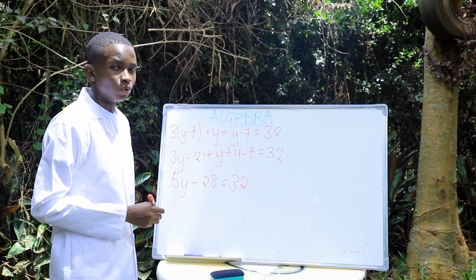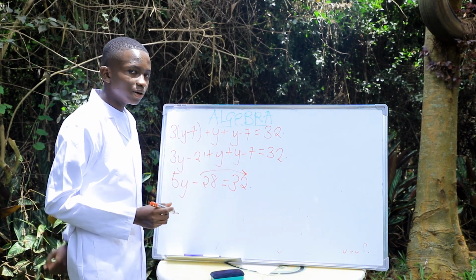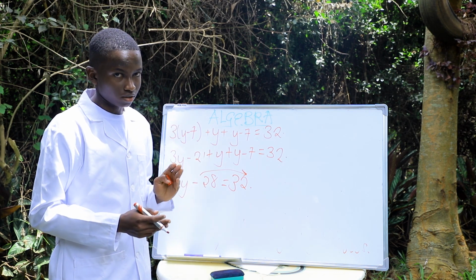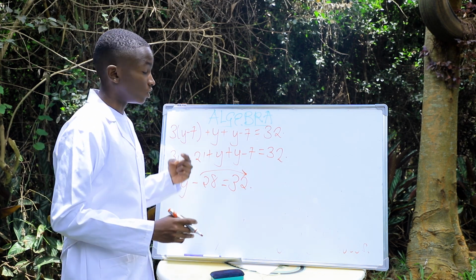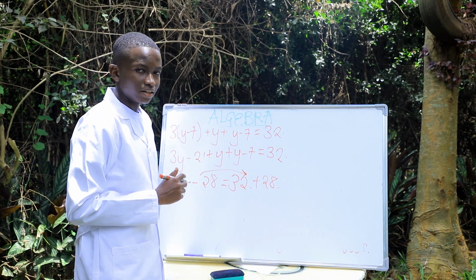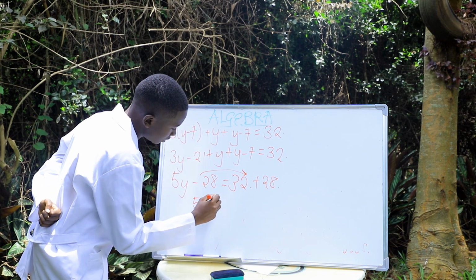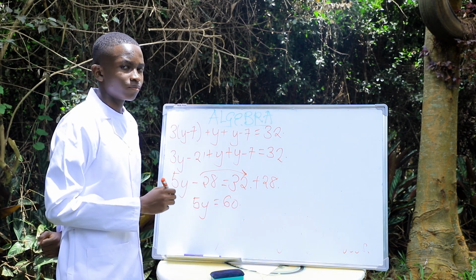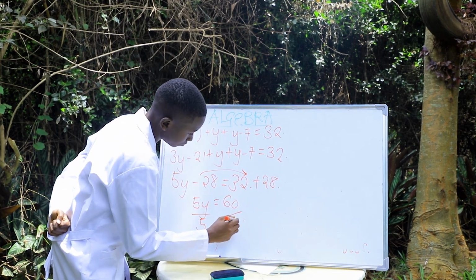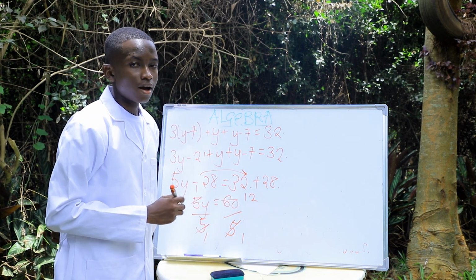The next thing that I am going to do, I am going to take negative 28 to the other side. Remember, you take the sign that is before the number together with the number to the other side. Once you do this, the sign has to change. So it is going to be plus 28. If I take that 32 plus 28, I am going to get 60. So 4y is going to be equivalent to 60. I am going to divide both sides by 4. Once I do that, I am going to get my y as 15.